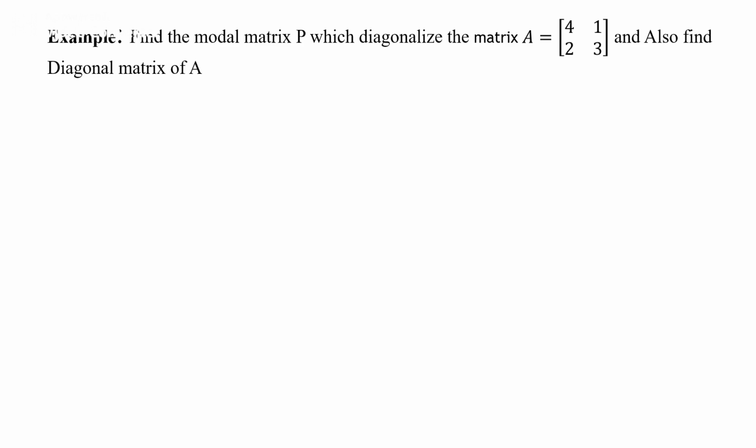Now find the modal matrix which diagonalizes the matrix A, and also we have to find the diagonal matrix of A. So here we take an example of a 2 by 2 matrix. First we have to find the eigenvalues, then we find the eigenvectors, then we create the modal matrix. So first we find the eigenvalues of that matrix.